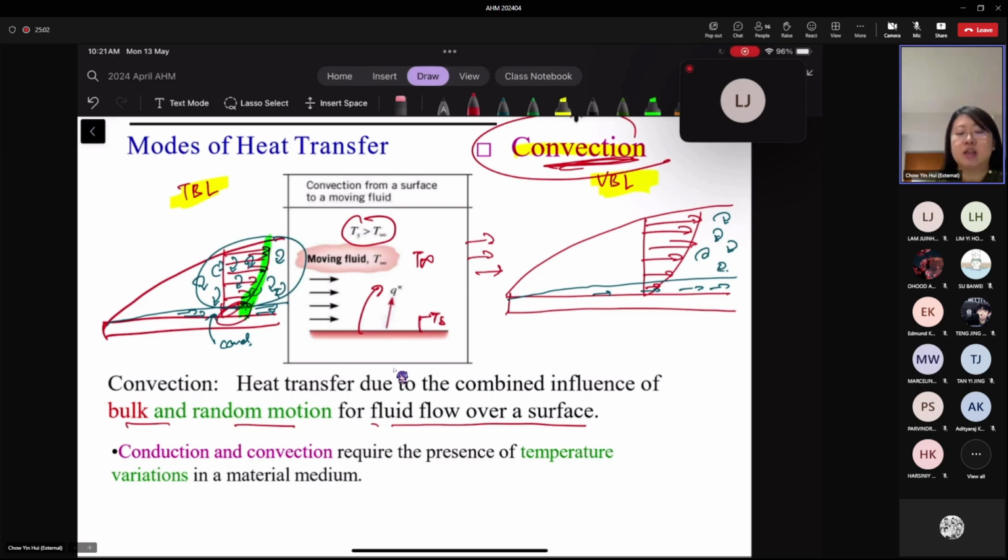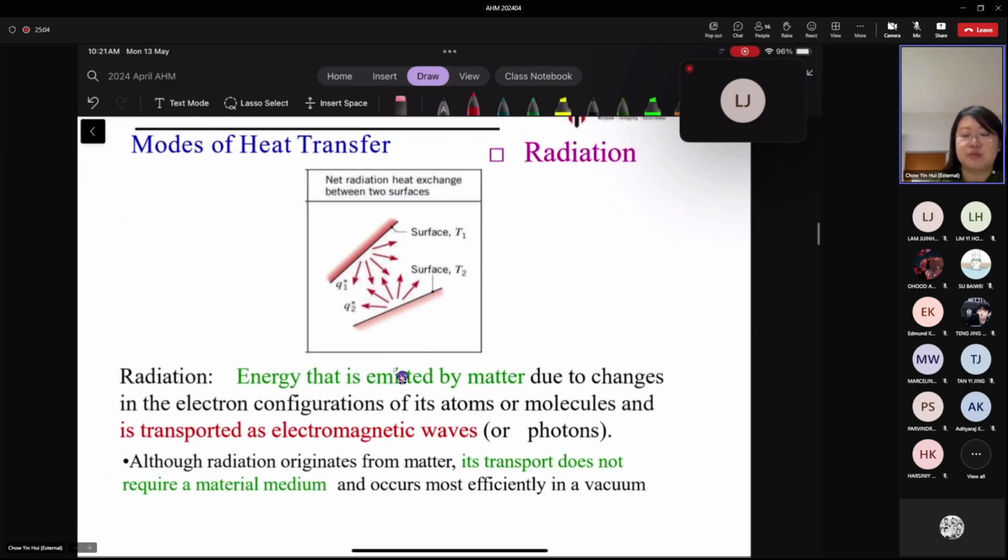All right. So then for radiation, it doesn't need a medium. So let's say you have two surfaces here and sandwiched between them is a certain gas. As long as the surface is at a higher temperature than absolute zero, 0 Kelvin, then heat will be emitted in the form of radiation, an electromagnetic wave, to the surroundings.